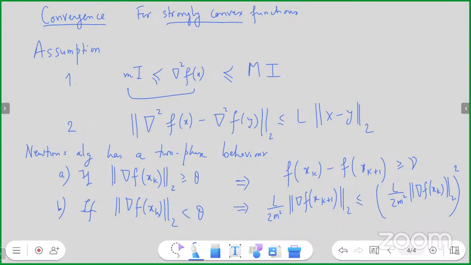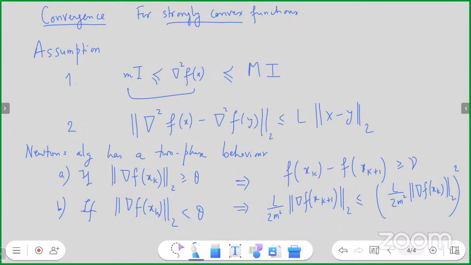Yes, 1. No, that's not sufficient. Yes, half. Look at this. It's independent of everything. Right, theta should be less than L by 2m square. Or the opposite, 2m square by L.